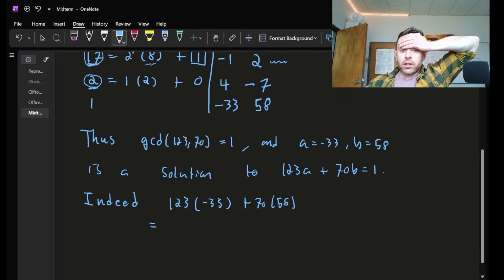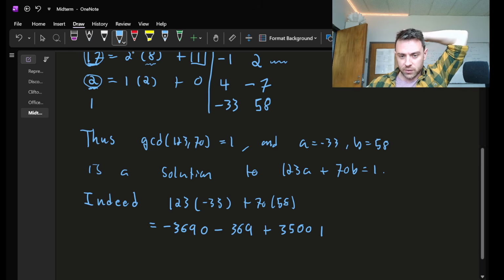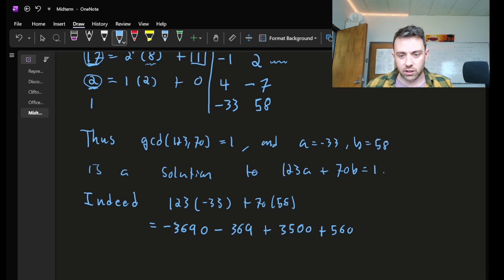So 30 times 123 is going to be minus 3690, minus 369, plus 7 times 5 is 35, so that's 3, but call it now 70 times 50, you got to tack on a couple zeros there. 7 times 8, we just did that, that's 56, but we tack on a 0 because it's 70 times 8.